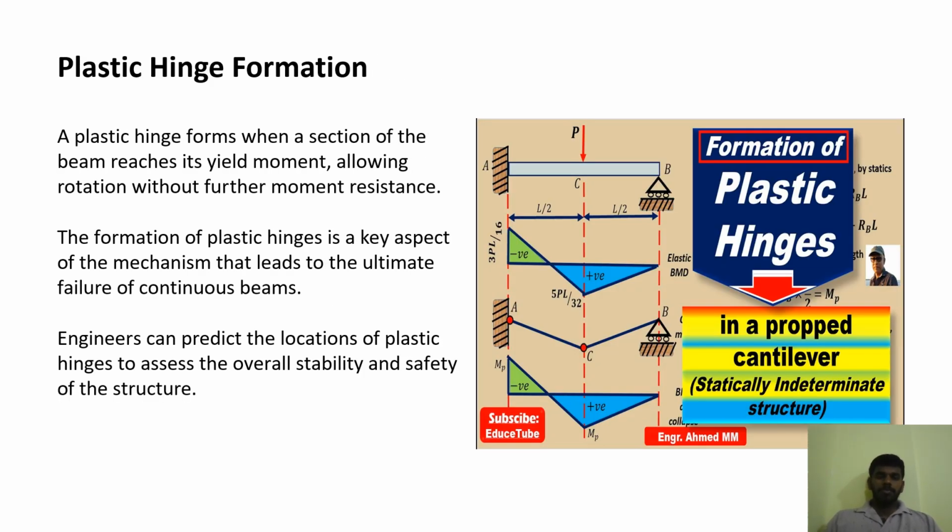Plastic hinge formation. A plastic hinge forms when a section of the beam reaches its yield moment, allowing rotation without further moment resistance. The formation of plastic hinges is a key aspect of the mechanism that leads to the ultimate failure of a continuous beam. Engineers can predict the locations of plastic hinges to assess the overall stability and safety of the structure.